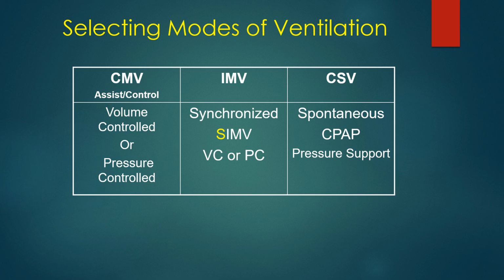If the patient wants more breaths than that, he can easily, just by making an inspiratory effort, trigger a breath. So you would have controlled breaths and assisted breaths. So they call that assist control.